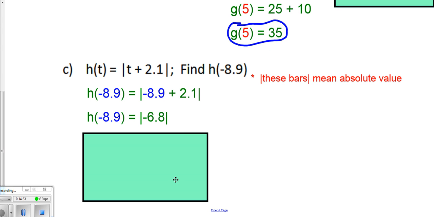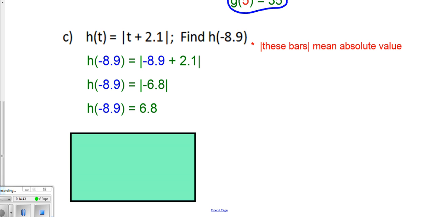Simplifying that down, negative 8.9 plus 2.1 would be negative 6.8. So we have the absolute value of negative 6.8, which would be simply 6.8. So again, this is our end solution. That would be how you evaluate these ones.